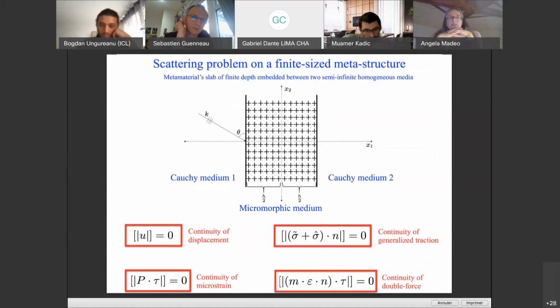And we treated this problem of a slab, so a finite size slab in this direction. So it's a finite thickness. We have a plane wave impacting on this side. We know exactly in the micromorphic framework which conditions to impose if this metamaterial is embedded between one Cauchy continuum here and another Cauchy continuum on the other side. Namely, the conditions were said before. We have continuity of displacement, of generalized traction, of microstrain, and of double forces on both interfaces.